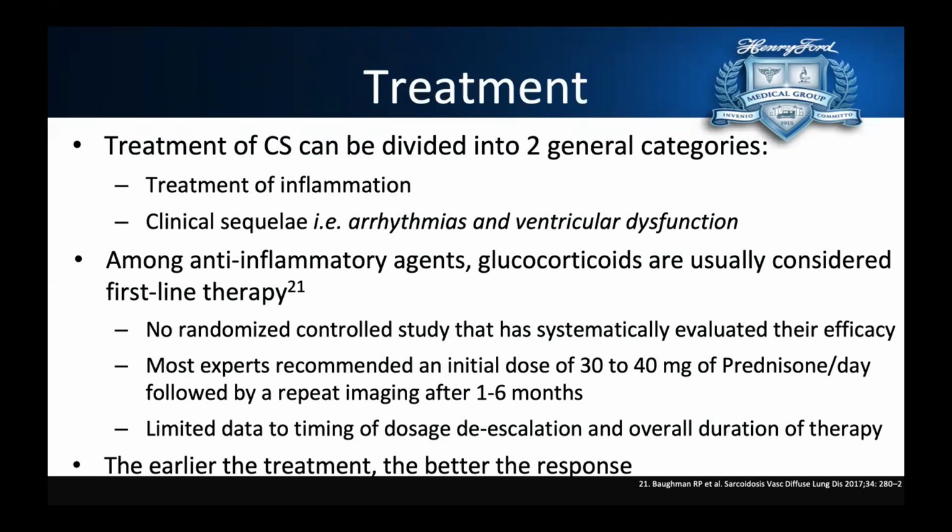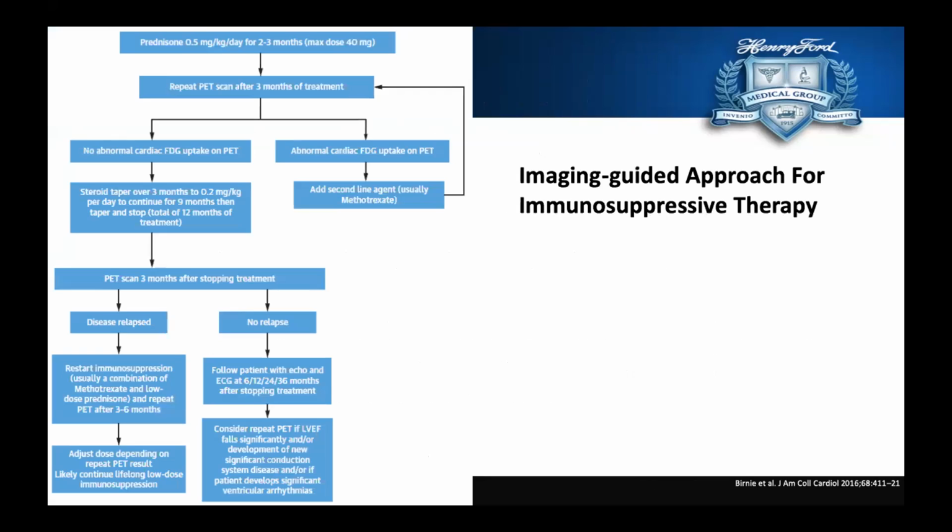Now, among the anti-inflammatory agents, steroids or glucocorticoids are usually considered the first-line therapy. But keep in mind that there's no randomized controlled study that has systematically evaluated their efficacy, ideal dosing, or treatment duration. So again, the management is highly empiric and based on centers of excellence and the cases that they see. Most experts recommend an initial dose of 30 to 40 milligrams of prednisone, followed by repeat imaging after 1 to 6 months. And again, there's limited data on timing of de-escalation or dosage and the overall duration. But I think the bottom line here is that the earlier the treatment, the better the response.